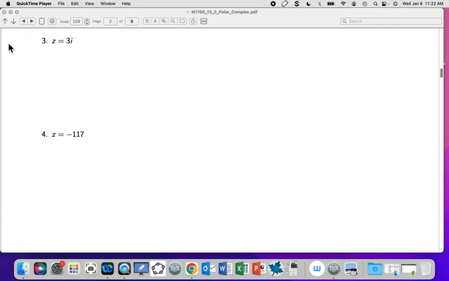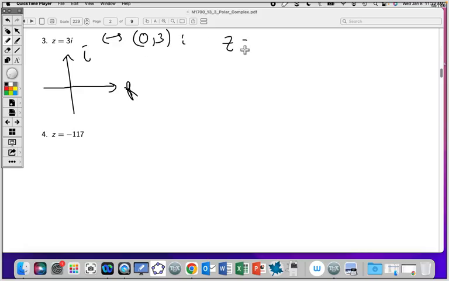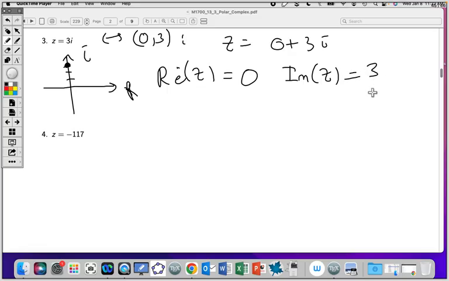We got a couple of extreme ones here. z equals 3i. So that's going to correspond to the point 0, 3, right? Because think of this as 0 plus 3i. That's just going to land me 3 units up on the imaginary axis. The real part of z is 0 because it's pure imaginary. The imaginary part of z is 3.